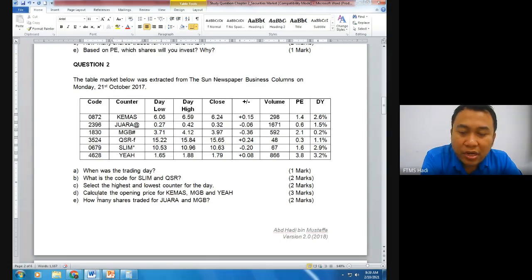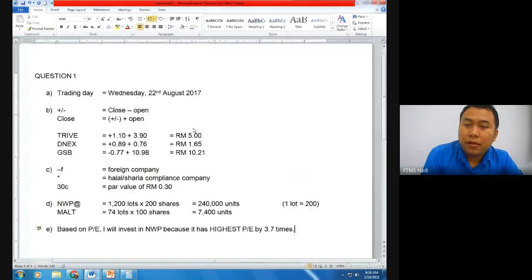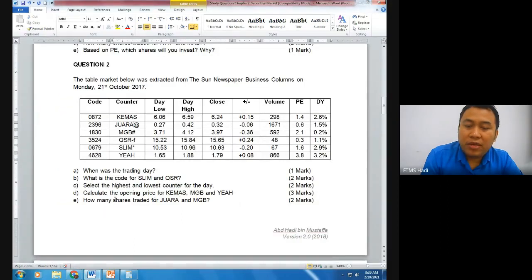Okay, calculate the opening price for Kemas, MGB, and YEH. So that means you need to use this formula, adjust, and then opens, which is close plus or minus the change. And then you calculate. And then how many shares traded for Juara and MGB? Juara has a sign, that means one lot equal to 200 multiplied by 1671. You get the answer. And for MGB, 592 multiplied by 100. That is the usual price.